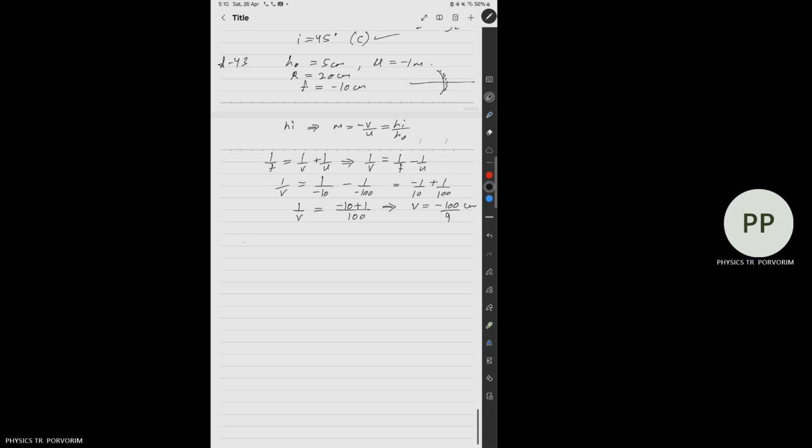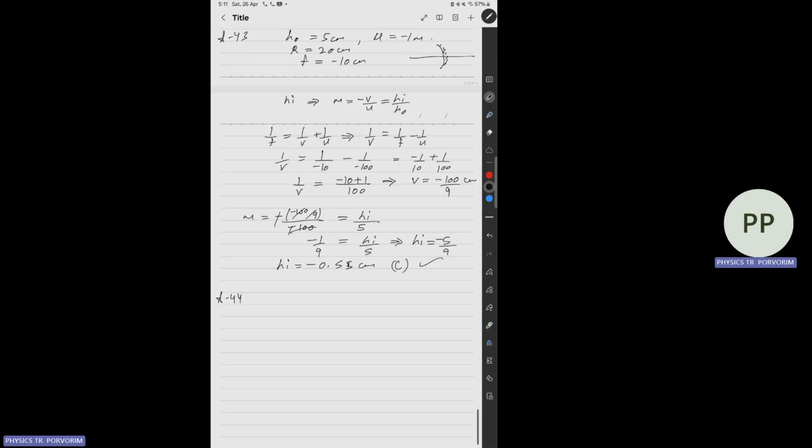Now, magnification is minus v upon u, v is minus 100 by 9, u is minus 100, equal to hi by h naught, and h naught is 5. So minus and minus cancel, 100 and 100 cancel. So it will be minus 1 by 9 equals hi by 5. So hi will be minus 5 by 9. The answer is in decimal, so when we divide, hi is minus 0.55 centimeter. The magnitude was asked, so the correct option is C.